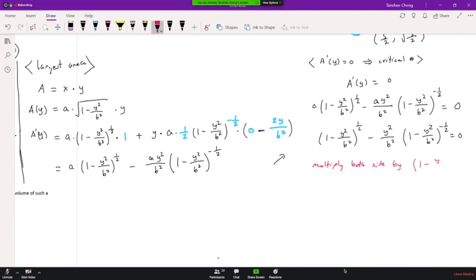One minus y squared over b squared to the 1/2 power. Okay, so multiplying both sides by this 1/2 power, take a look at the first term: 1/2 power times 1/2 power. When the bases are the same, you add the exponents, it becomes 1. So that will become 1 minus y squared over b squared to the 1 power. Minus y squared over b squared.